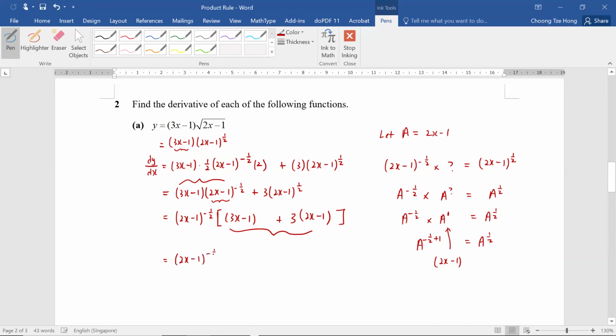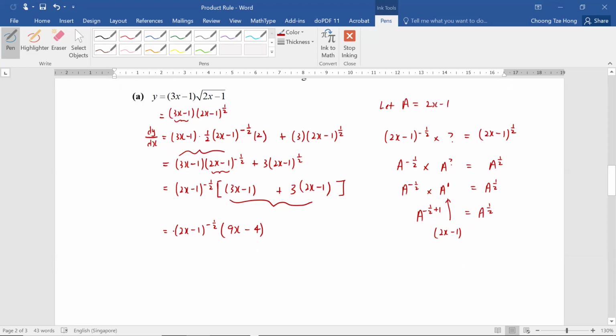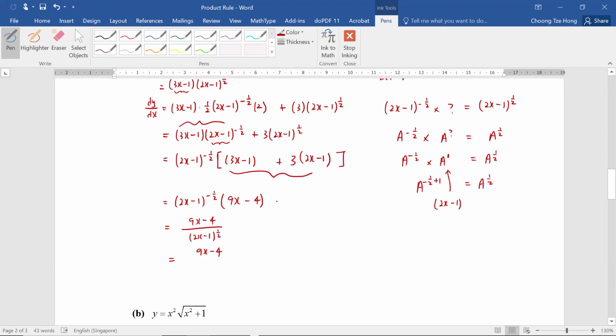Okay, so over here we have this. Let's simplify inside the bracket. 3x plus 6x, so you will get actually a 9x. Negative 1 minus 3, so we'll get a negative 4. Okay, so this is what we are left with. Let's change it to the positive index. So you'll get 2x minus 1 to the power of half. Then let's return it to the square root form, so square root 2x minus 1. Right, so this will be the answer already.